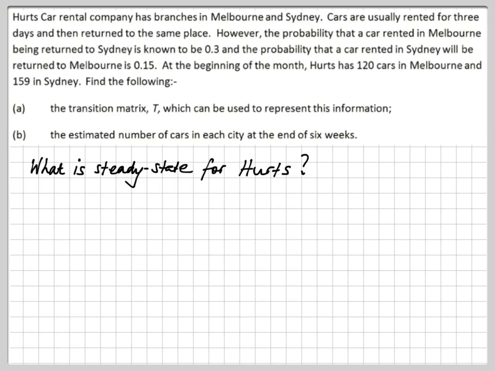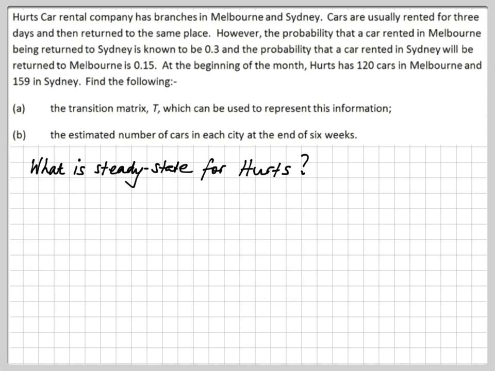So what am I saying there? Well, do you remember that in the Hertz question above, we weren't dealing with probabilities in our state matrices for this particular question. We were dealing with actual numbers of cars. So there were 120 cars in Melbourne and 159 in Sydney. So what you do is you use that same method that I just showed you over the page, the tech-free exam method.